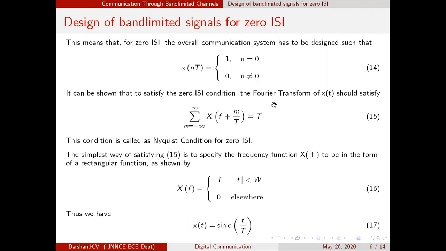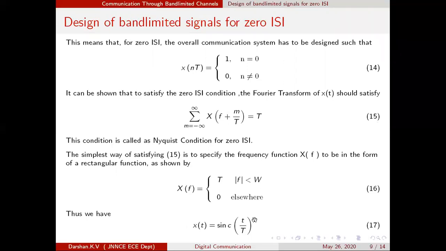By just observation of x of nT, only at the 0th sample you are having 1, and at all other samples you are having 0. So can you think of any function, any signal x of t which satisfies equation 14 along with 15? That is the question. One of the best possible answers, which x of t will satisfy both equation 14 and 15, is as follows.